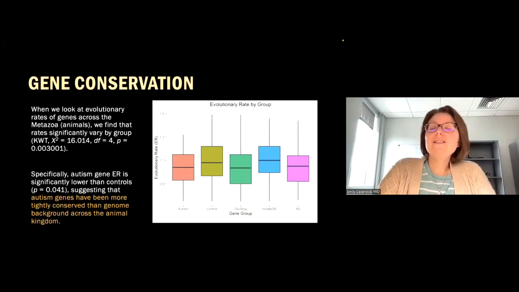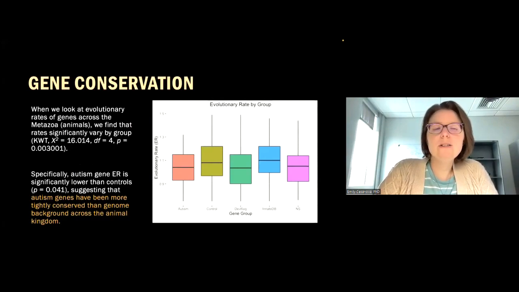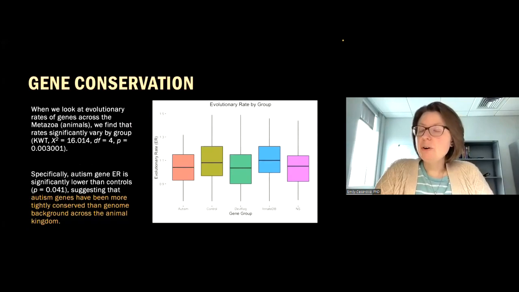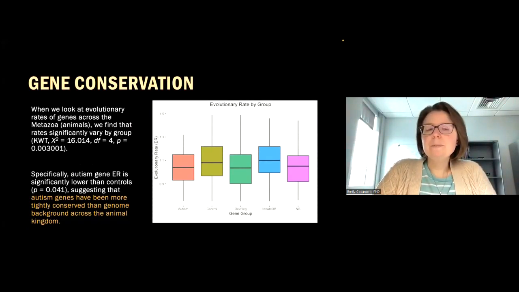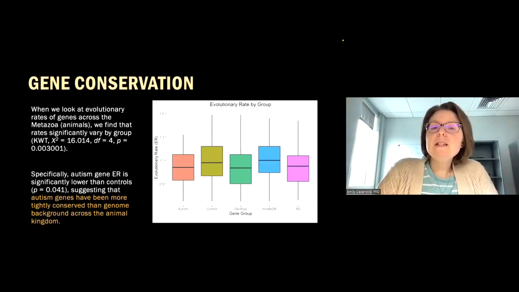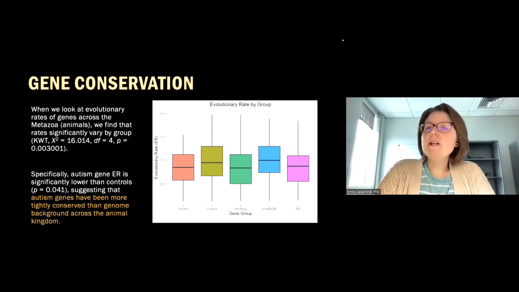All right, so a lot of conservation here. And then we're going to take a look at one other element of conservation, which I didn't quite talk about yet. But we have something called an evolutionary rate, okay? And each gene gets its own rating, all right? So we can look at evolutionary rates of genes across animals in general. And so it's basically an indication of how much that gene has changed over time.